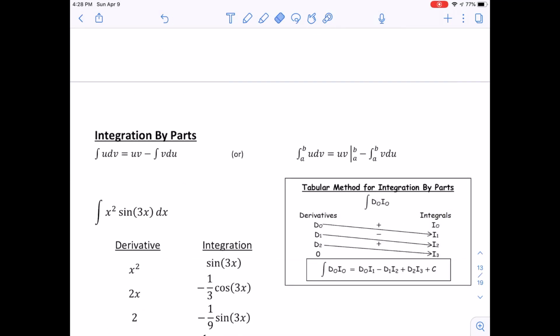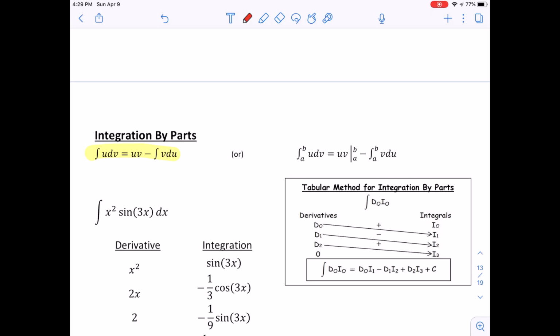BC Calculus has a couple different integration techniques that you'll need to know. Integration by parts is one of them. It involves this formula. This is the integral of u dv equals uv minus the integral of v du. Typically what's going to happen in some sort of integration by parts formula, it's going to be kind of like the product rule for integration.